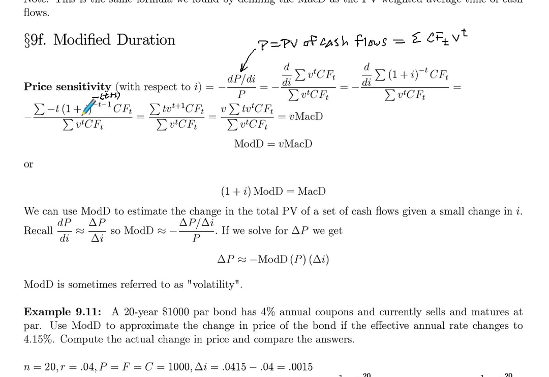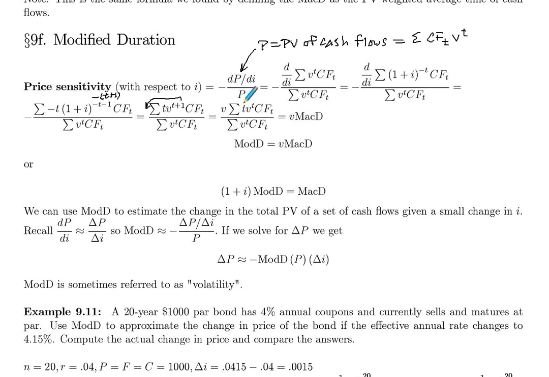Okay, so if you take a reciprocal in here, that changes the sign on the exponent. So now we've got the sum of t, v to the t plus 1 times the cash flow at time t, over the sum of v to the t times the cash flow at time t. And take one of these v's, this one extra v, and pull it out in front. And then what we'll have left is v times the sum of t v to the t cash flow at time t over the sum of v to the t cash flow at time t. Oh, this is just Macaulay duration right here. So we've got a v out in front and MACD.